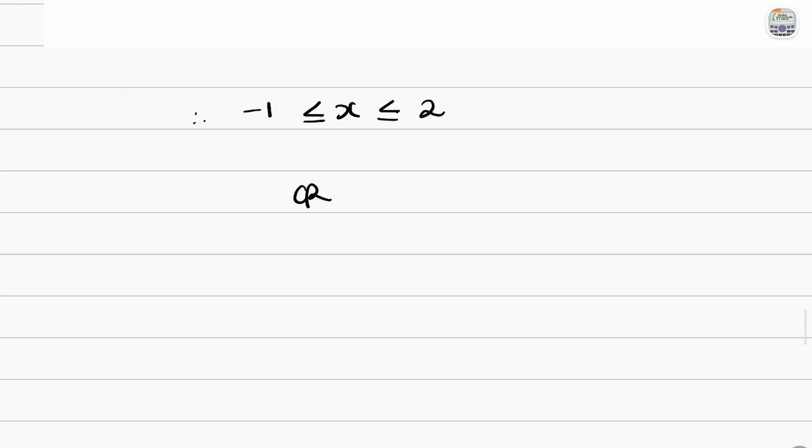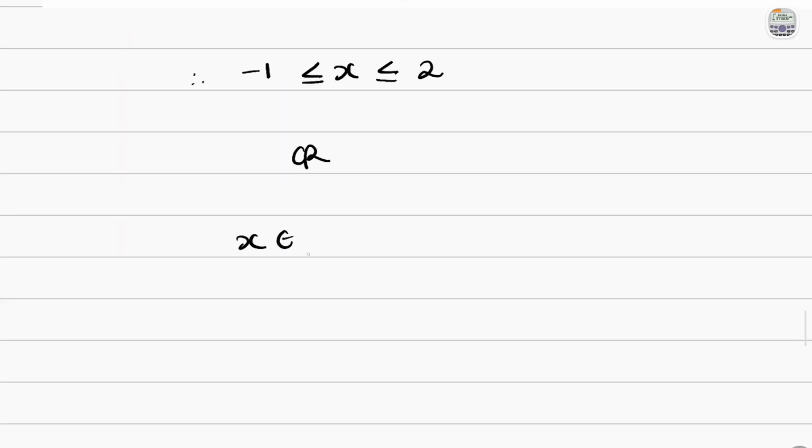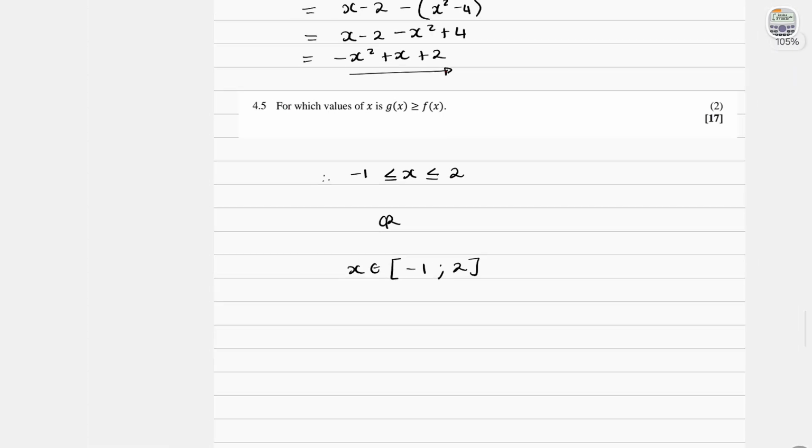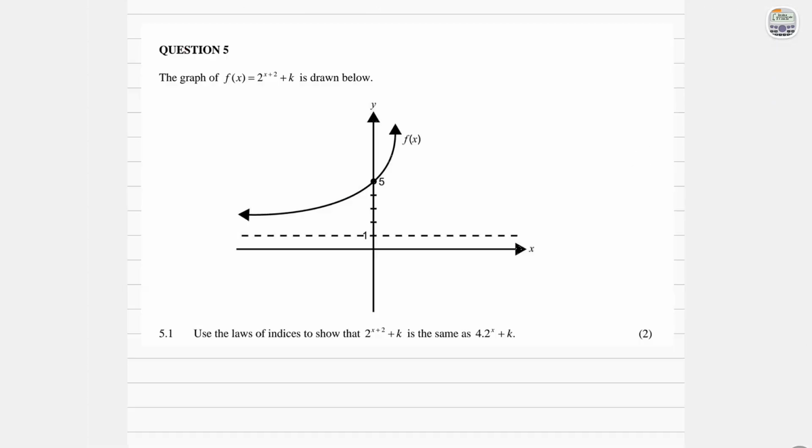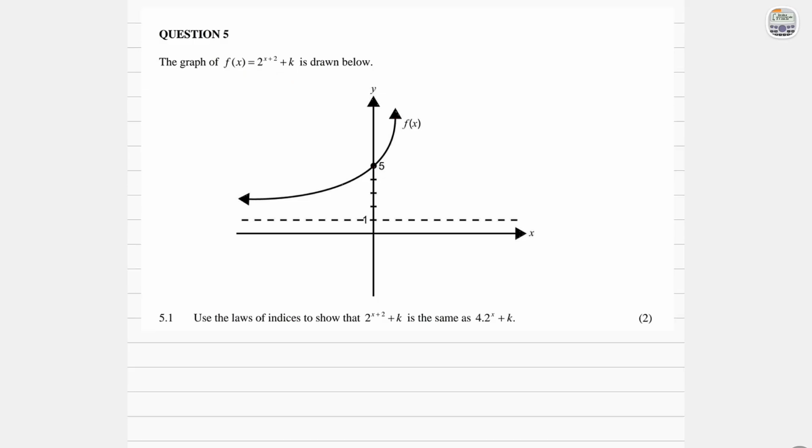You can also write it in interval notation as x is an element of, and you're going from -1 to 2. But here we're saying less than or equal to, so use a square bracket, and same thing with the 2. And that is our answer. And that is it for question 4. Question 5 says the graph of f, so f of x equals 2 raised to the power of x plus 2 plus k, is drawn below.